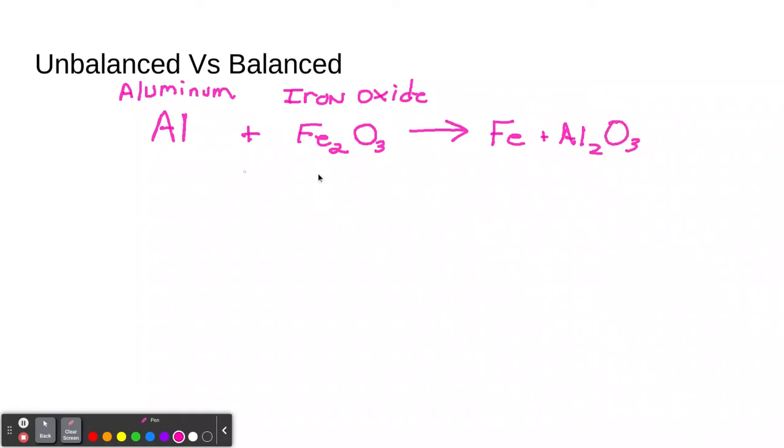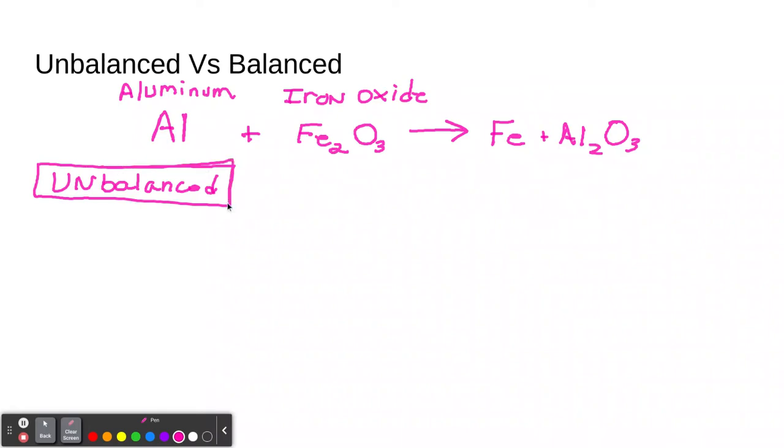Now, this is a chemical equation, but it's unbalanced. So let me explain first why it's unbalanced, and then we'll balance them. So if you look at aluminum over here, there's 1 aluminum here. I'll use another color. There's 1 aluminum here. But over here in the products, there's 2. See the 2? So it's unbalanced. That's why it's unbalanced.